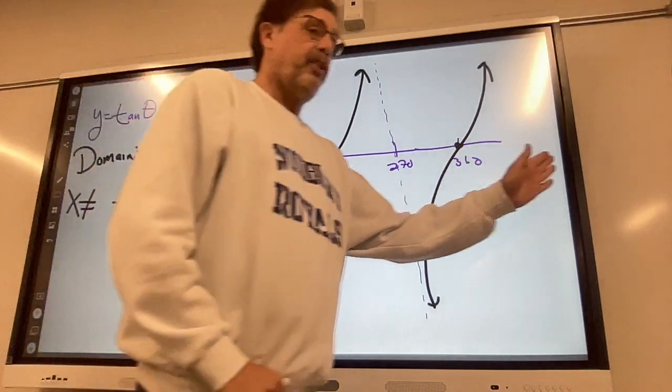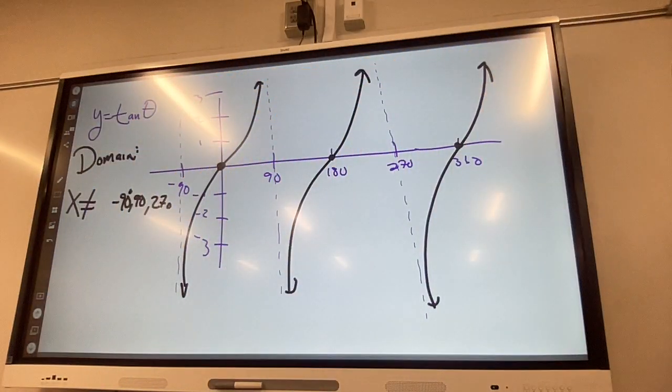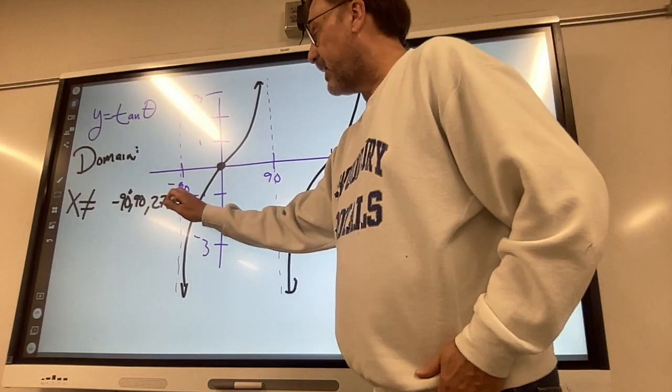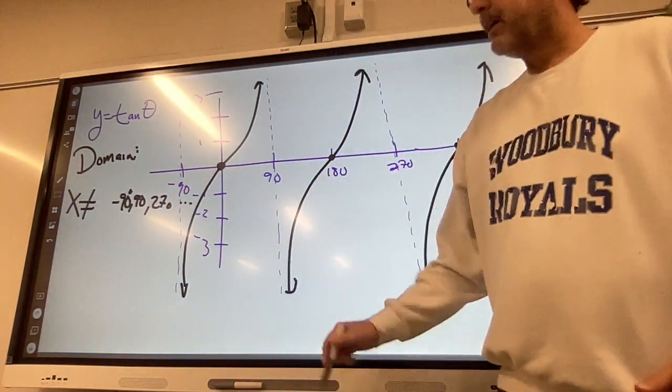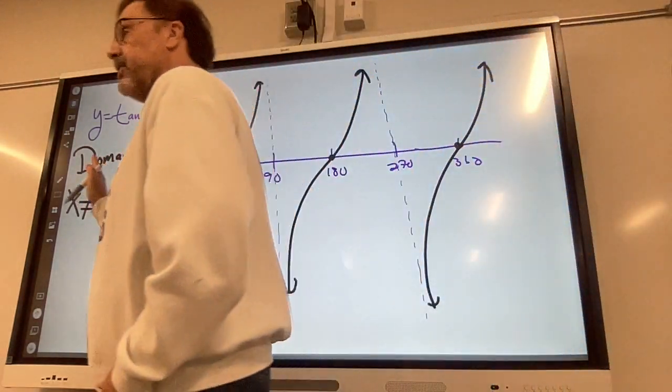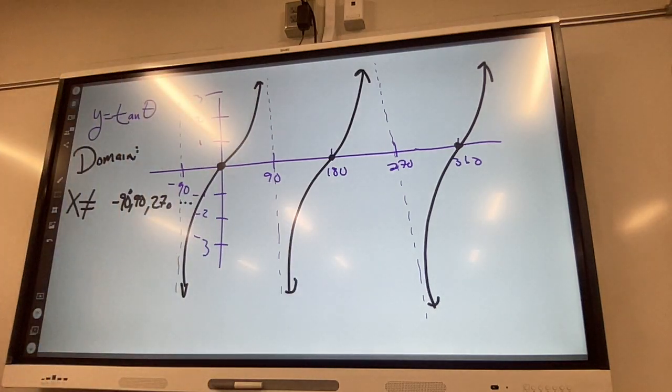Would this pattern continue way out here? So we'll put a dot, dot, dot at the end of our domain. Does this pattern continue this way? It does, and we go dot, dot, dot.